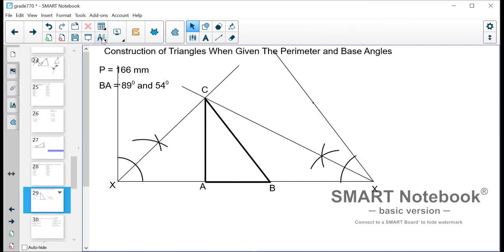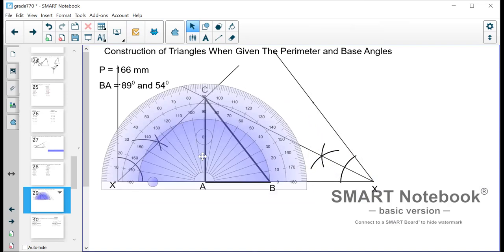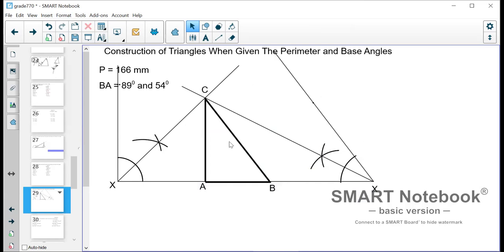Now, if you take your ruler, you measure all three sides and you add the three of them, it should give you 166. All right, likewise, if you take your protractor and you measure the base angles, for example, this angle here, it should be 89, which is very close to 90. Likewise, this one here should be 54, as you can see here. All right, so we obtain a triangle that the perimeter is 166 and the two base angles are 89 and 54 degrees. All right, so that's it.